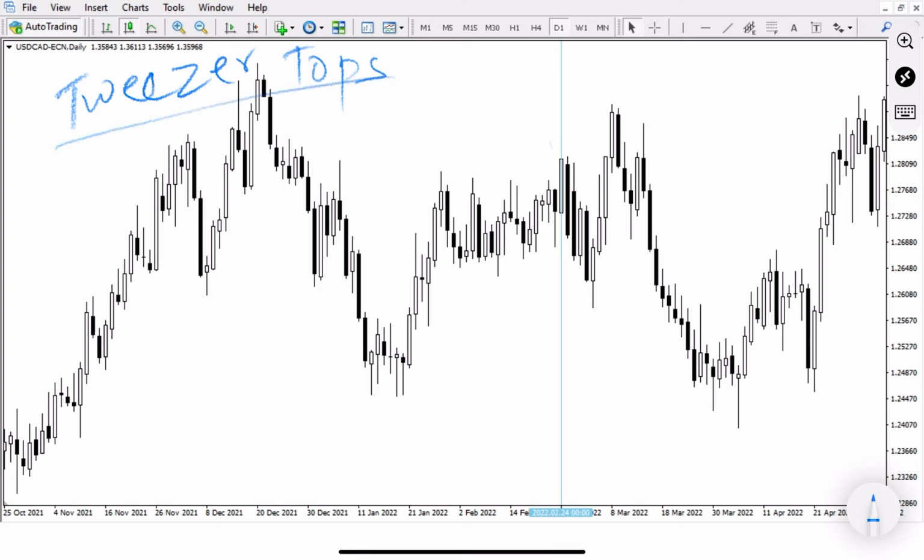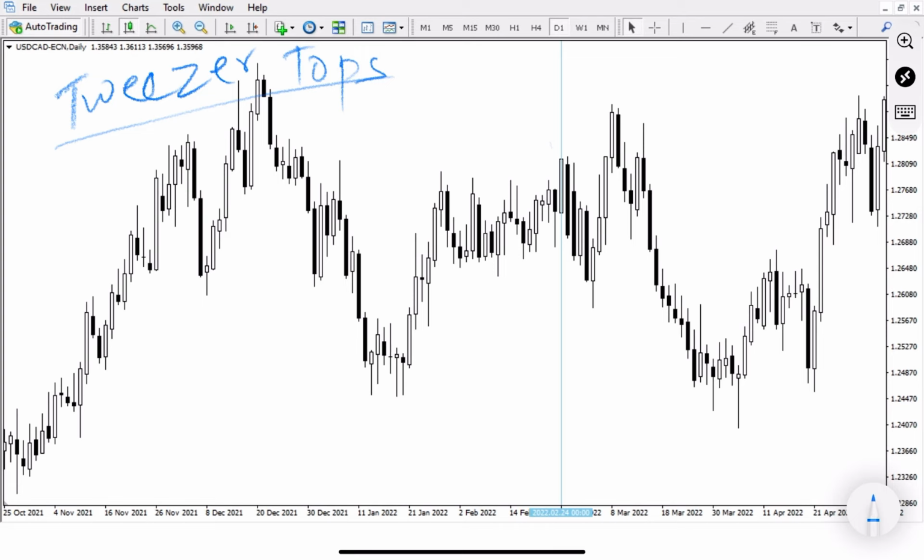All right, so let's look at the tweezer tops. This candle pattern rarely appears on forex. I looked at all the major pairs on the 4 hour time frame, 1 hour time frame and daily time frame for the last 2.5 years. I couldn't find a single perfect tweezer top. However, I found something similar to a tweezer top, and you can consider them as tweezer tops.